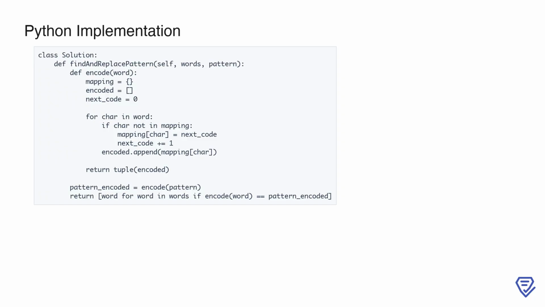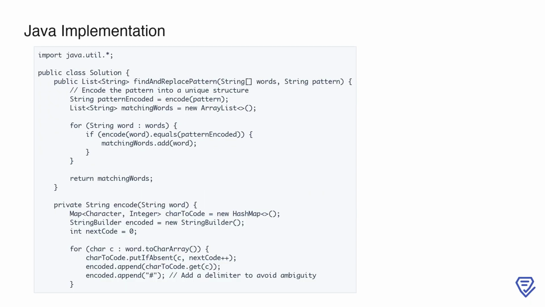For each word in the words list, we compare its encoding to the encoding of the pattern. If they match, the word is added to the result list. This approach ensures correctness and is efficient, as each word and the pattern are processed in linear time relative to their lengths. Here, we start by importing the necessary Java utilities and defining our solution class. The goal is to identify words that match the given pattern based on their structure. To achieve this, we implement the find and replace pattern method.